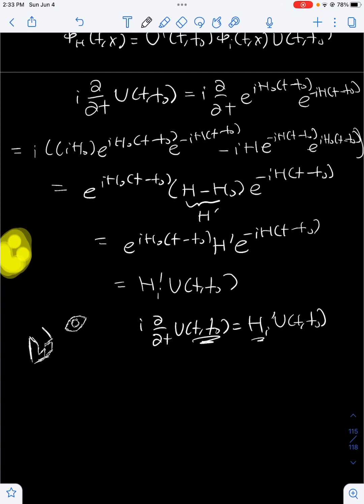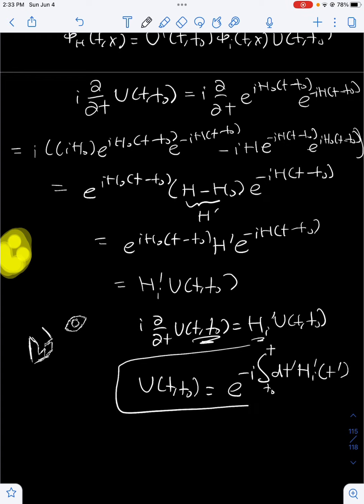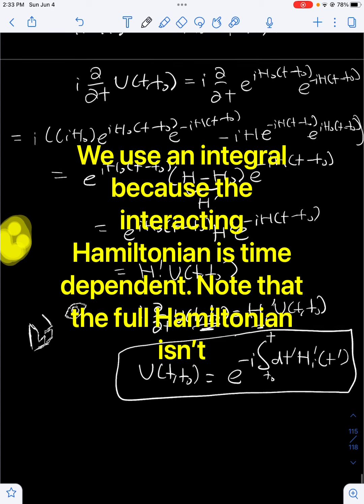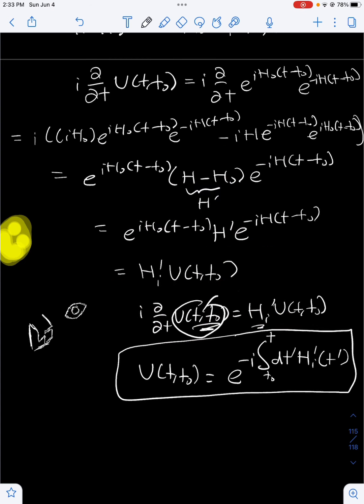This equation is actually pretty easy to solve. Its solution is going to be e to the minus i integral of dt prime of H I prime of t prime from t naught to t. So this is the solution. You could convince yourself that this is a solution. You basically just treat U of t as some normal variable, then it's just a homogeneous differential equation. Technically, we should add some time ordering factor in the front, but we're going to talk about that part later on. So for now, this is a solution to this equation.